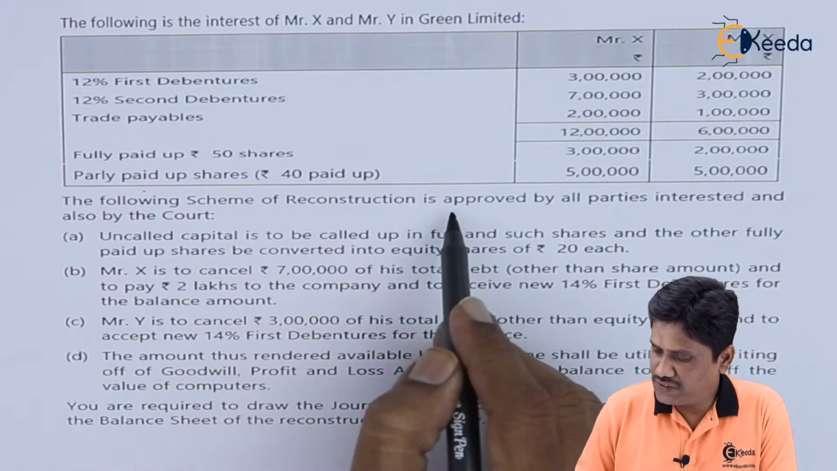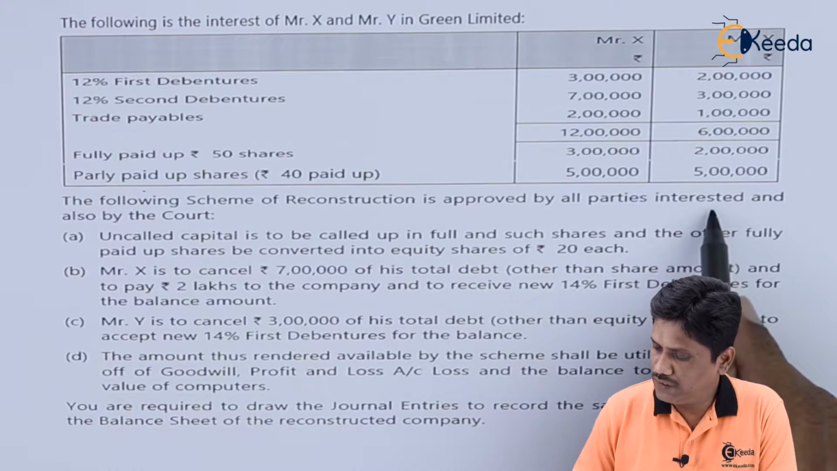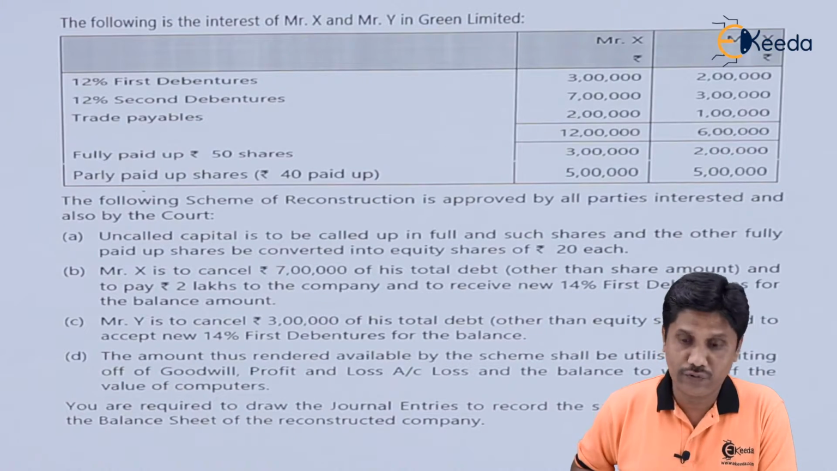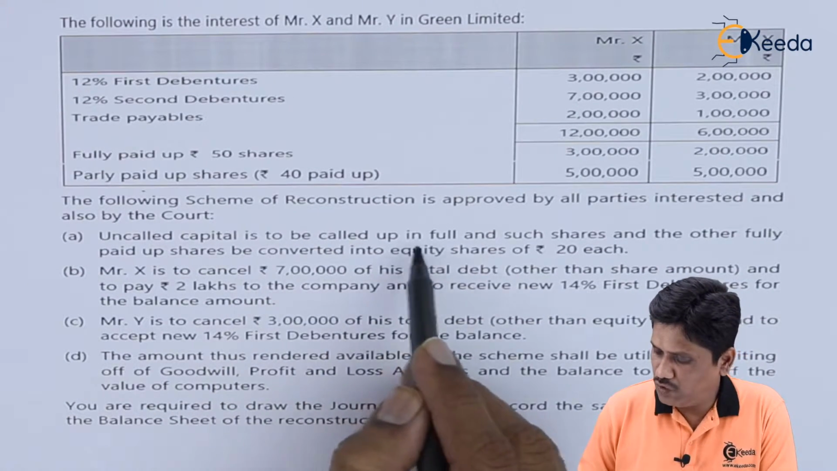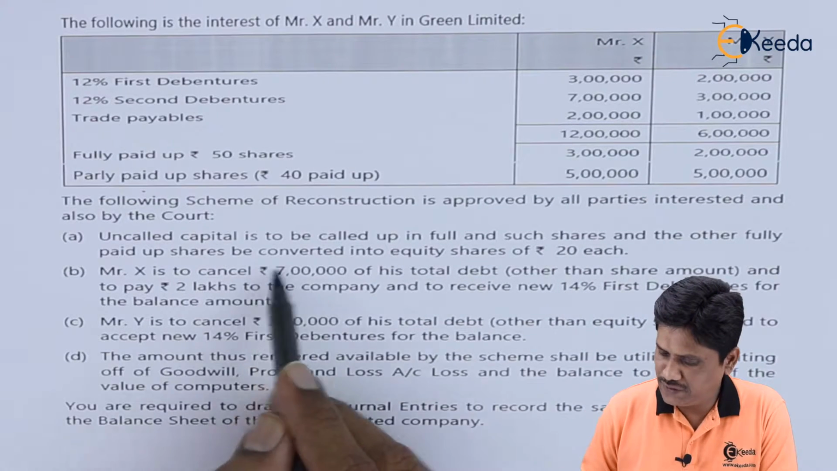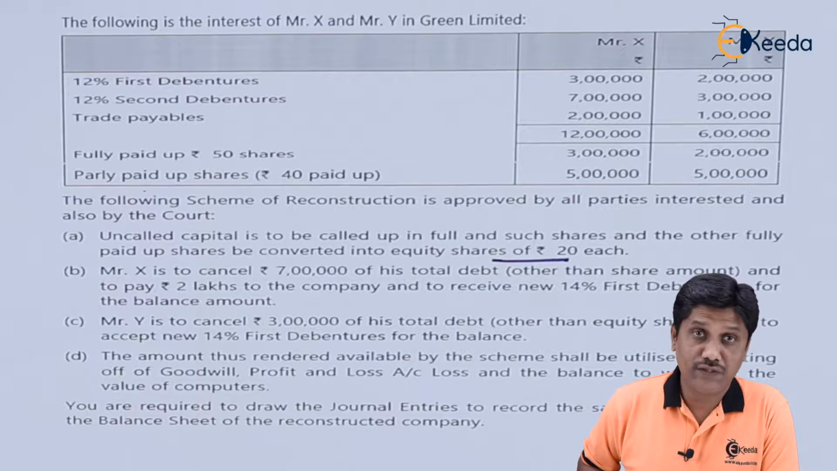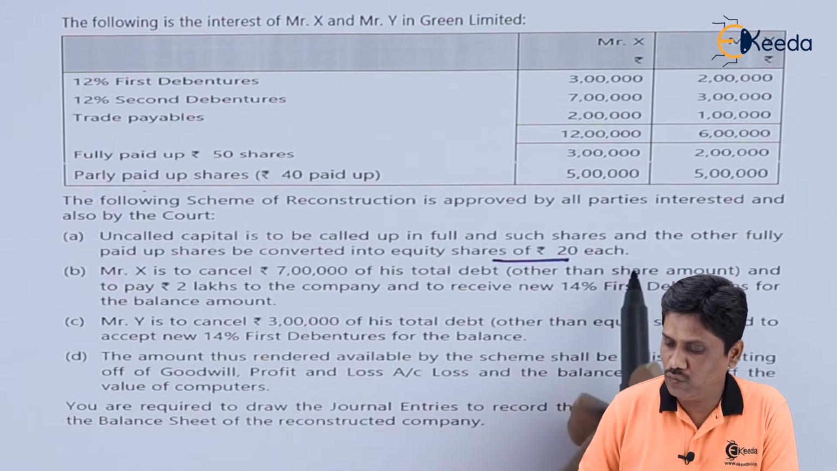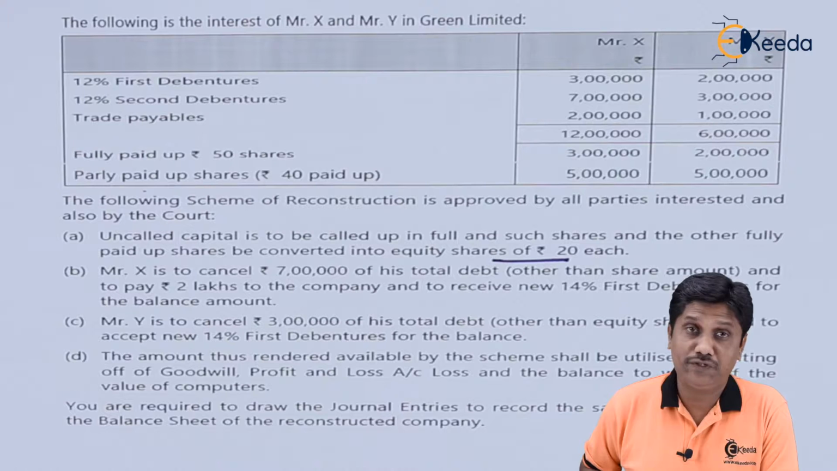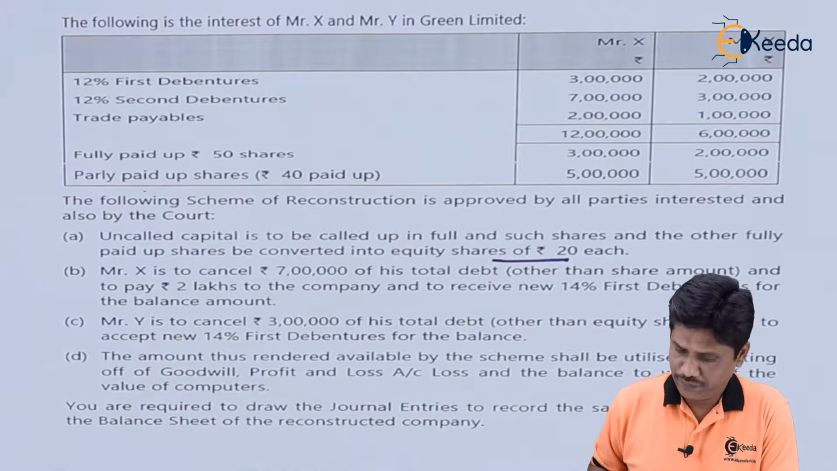The following scheme of reconstruction is approved by all parties interested and also by the court. Uncalled capital is to be called up in full and such shares and other fully paid up shares are converted into equity shares of rupees 20 each. Firstly, you will make them fully paid up by making a call and then you will convert them into 20 rupees shares. Can I say 50 rupees share is converted into 20 rupees share? So I can say there is subdivision.